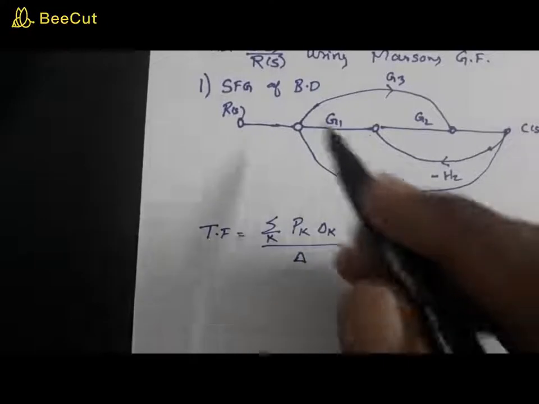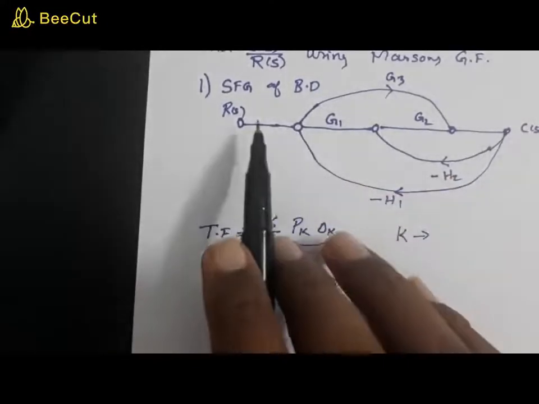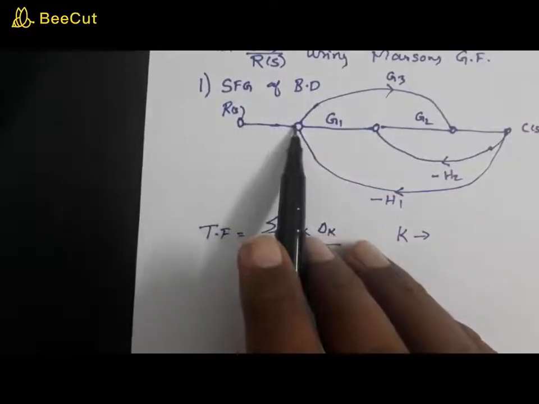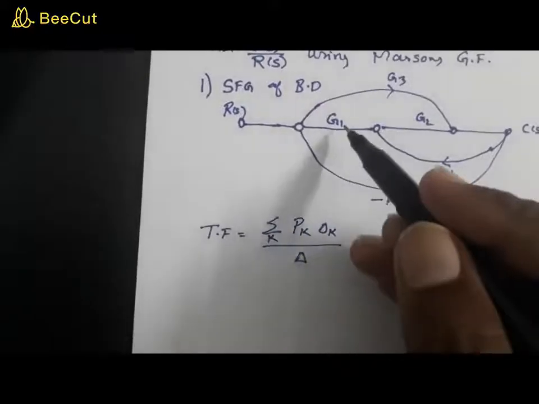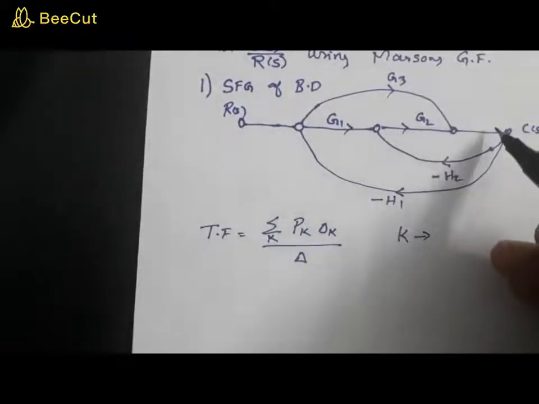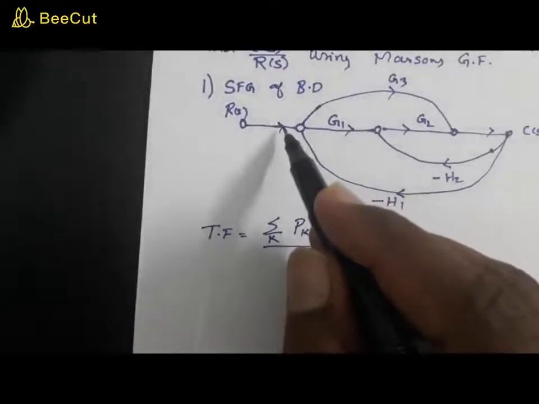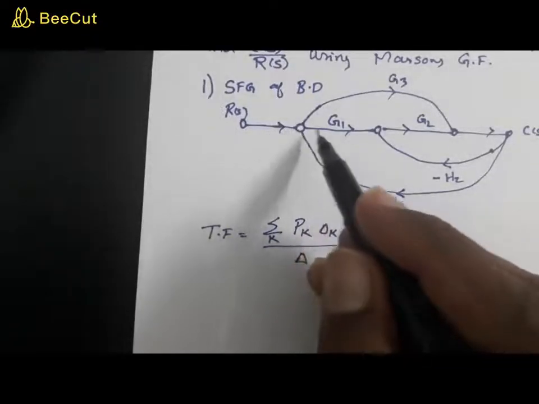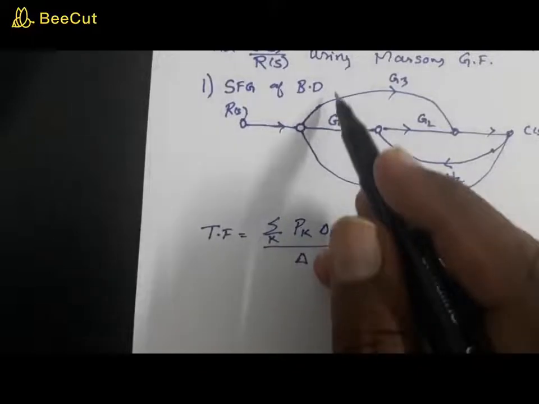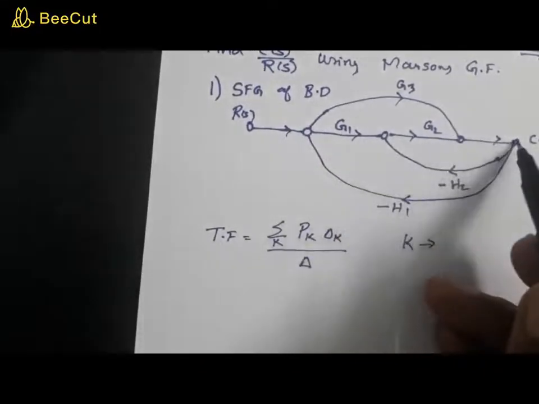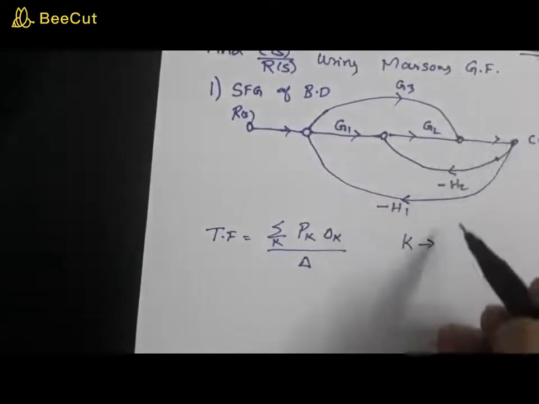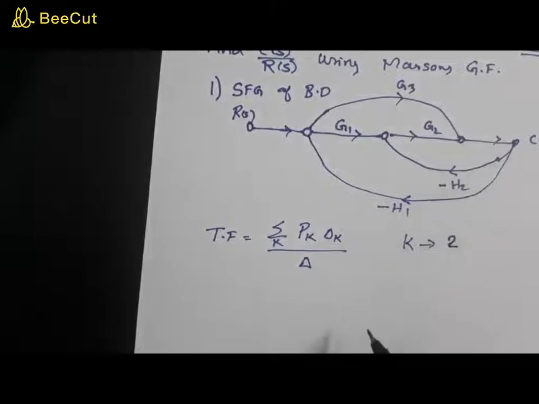Such a path you can identify as the signal comes over here. It can split into two. The arrow is very important. You can see that it splits into two. One of the paths goes this way and reaches C(s), and another path goes this way. So that means you have k equal to 2.